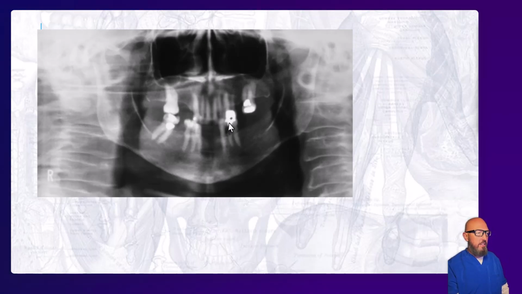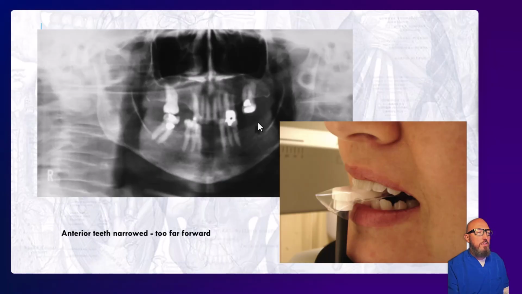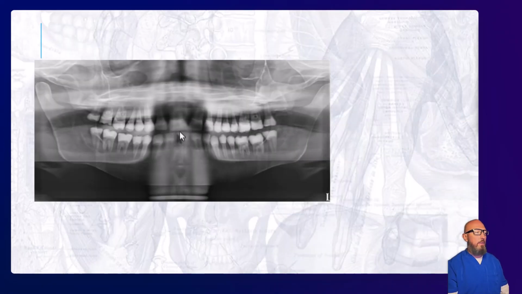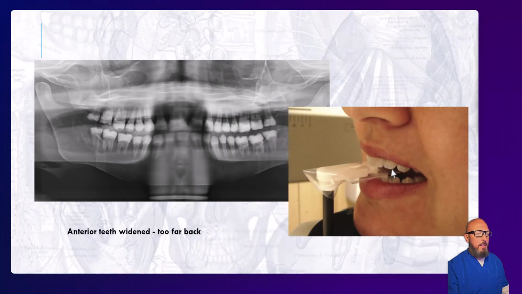I would say the chin is down a little bit. That would be a second error. But teeth too far forward is the main thing. And because of that, you see more of the ghost image of the spine. Teeth too far back, and now these anterior teeth are widened. And that's what that would look like. Here's the bite notch, here's the teeth.